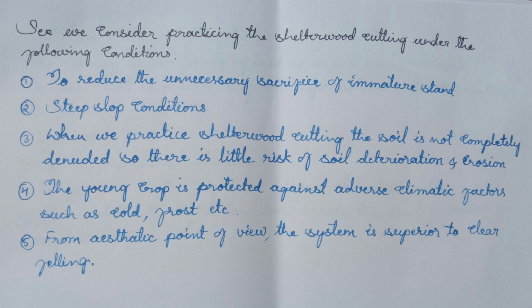Number 2, steep slope conditions. See, we can't go by hand planting in steep slope conditions. So we follow the natural means of regeneration by shelterwood cutting. Third one, when we practice shelterwood cutting, the soil is not completely denuded, so there is little risk of soil deterioration and soil erosion. Fourth one, the young crop is protected against adverse climatic factors such as cold, frost, etc. Fifth one, from an aesthetic point of view, the system is superior to clear felling.